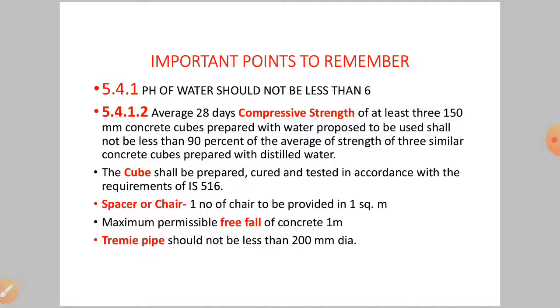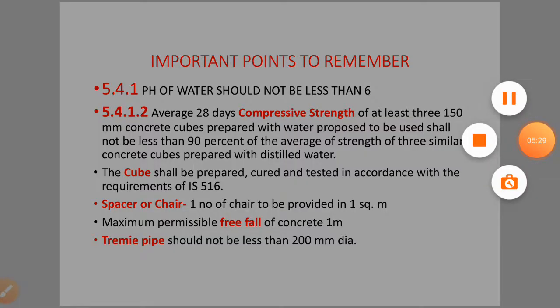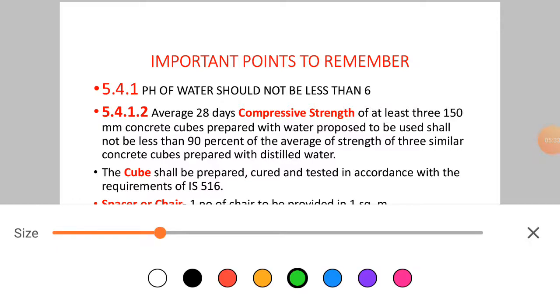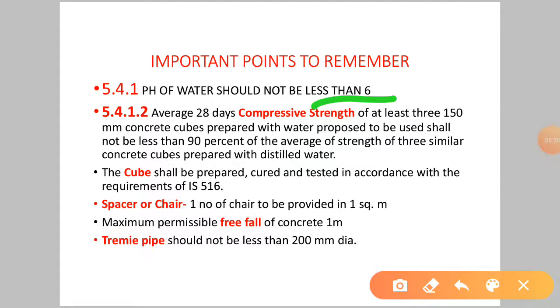First is the pH of water. The pH of water should not be less than 6. This should be remembered. Average 28 days compressive strength of at least three 150 mm concrete cubes prepared with water should not be less than 90% of the average strength of three similar concrete cubes prepared with distilled water. The cubes shall be prepared, cured and tested in accordance with the requirement of IS 516.